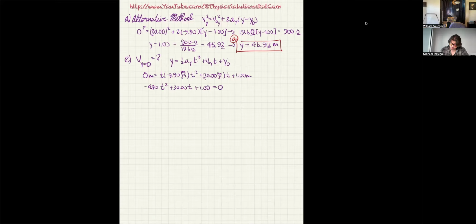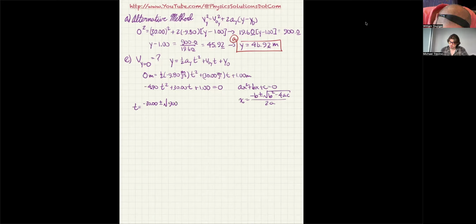And the formula is, when ax squared plus bx plus c is equal to 0, then x is equal to negative b plus or minus the square root of b squared minus 4ac, all over 2a. So in this case, t is going to be equal to negative b, which would be negative 30.00. Remember, that of course has units of meters per second, plus or minus the square root of b squared, which would be 900.0. Of course, that's b squared, and b was the coefficient of the t, which is the velocity.